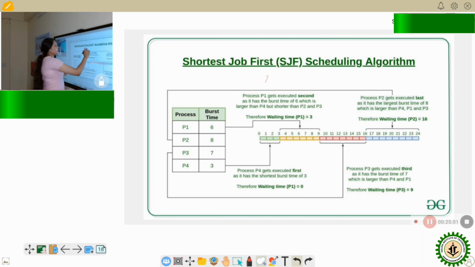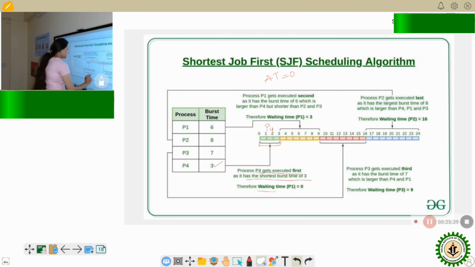So suppose the arrival time is 0 for all the processes. We are selecting, as I told, as per the burst time. What is the lowest burst time here? The lowest burst time is 3 for P4. So as per that, P4 will get executed first, from 0 to 3 times. P4 gets executed because it has the shortest burst time.